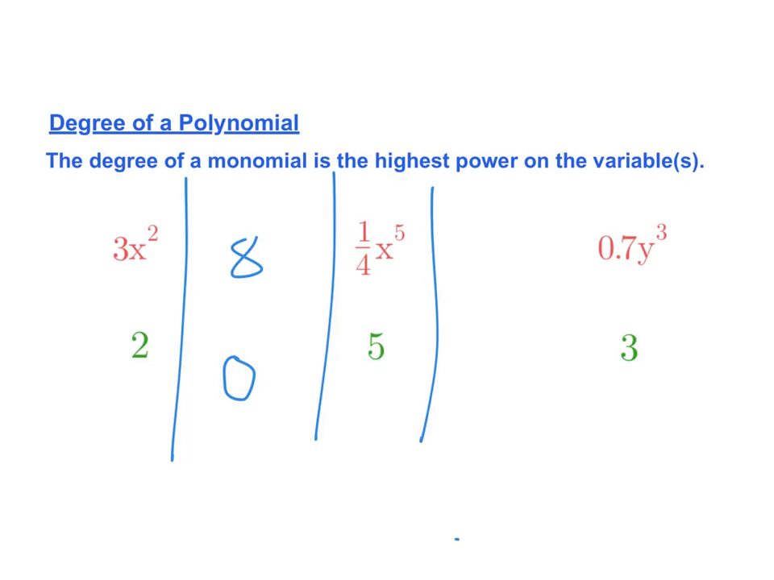If I had x, that would be degree 1. Again, it's all about the power on the variable. So if you have a constant, no variable, you could think of it as x to the 0 power, which is 1. So 1 times that is still going to give you the constant. It's all about the variable. Okay? Next thing.